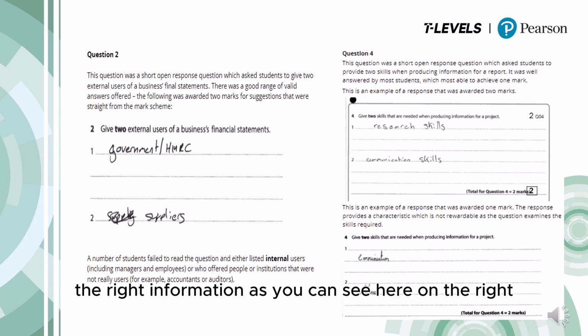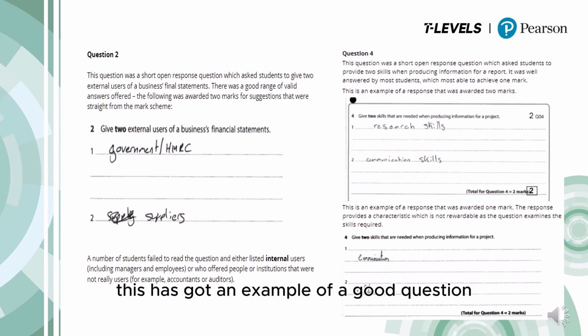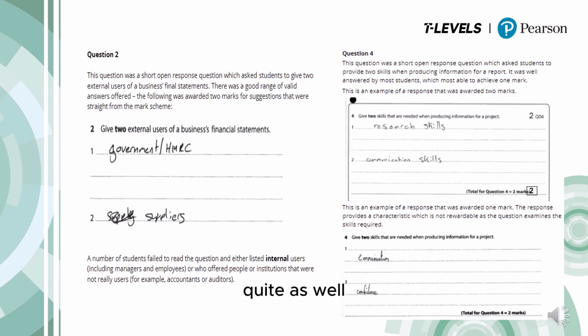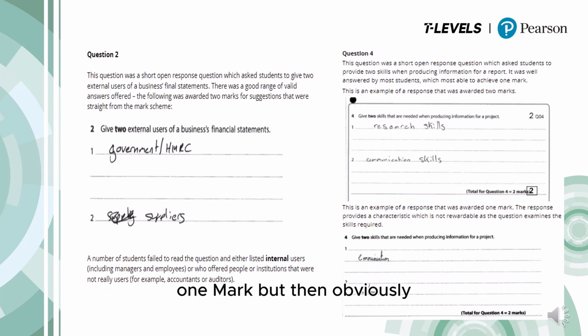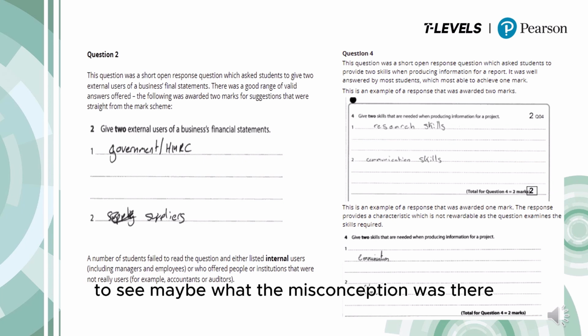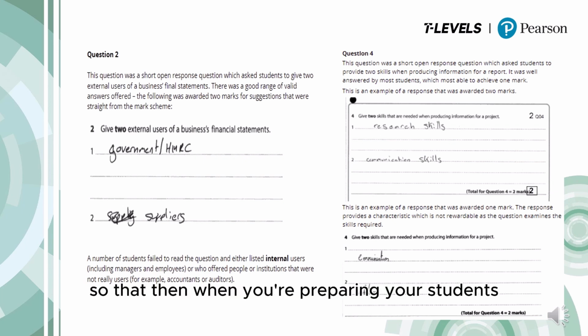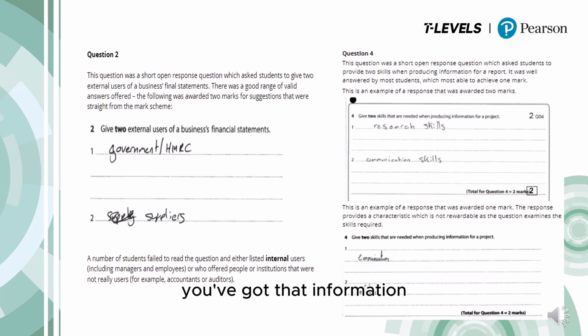As you can see here on the right, this has got an example of a good question, and then it's got an example of a question that hadn't performed quite as well. And then the lead examiner has explained why one has done well and one hasn't done quite so well. And you can see there that it said that most students were able to achieve 1 mark, but then obviously that means that not all students were able to achieve the 2. So it might be you have a look as a teaching team to see maybe what the misconception was there, what was going wrong, so that when you're preparing your students, you've got that information.